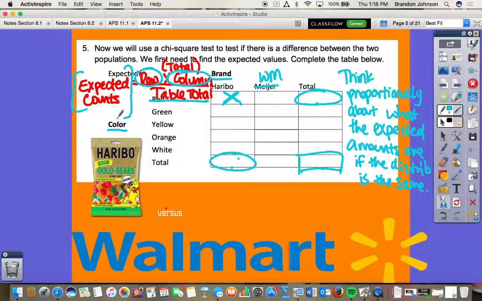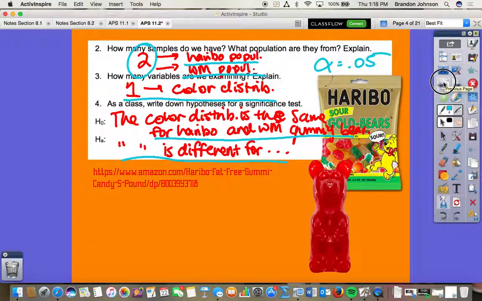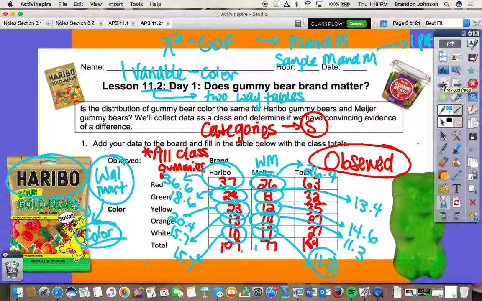When we do that, we get what we call our expected counts. Now remember, we want to think proportionally about what the expected amounts are if the distribution is the same. And so we are assuming that they're the same. So we have to understand and think proportionally on this. And so that's how and why we did it this way, to be able to get what we would have in our blue values. In the second chart, I put it on the same chart, but because they're different slides, I wanted you to see the difference. The red numbers are the observed, whereas the blue numbers are now my expected.